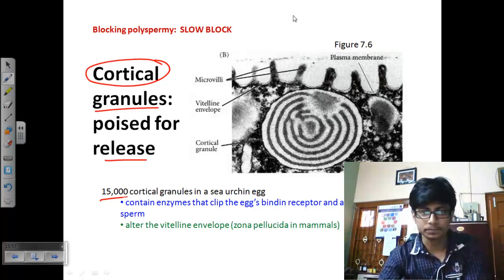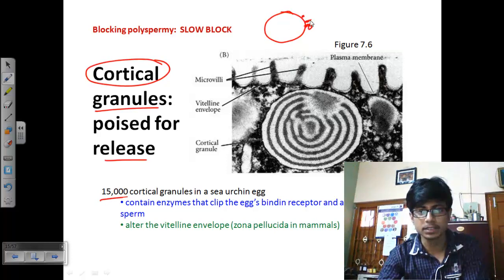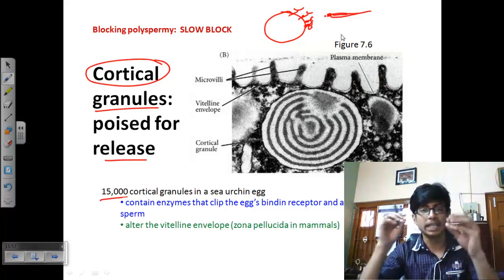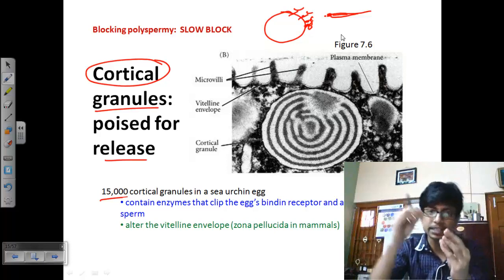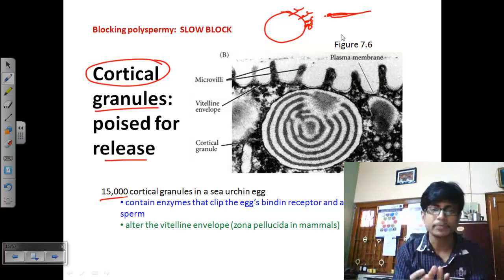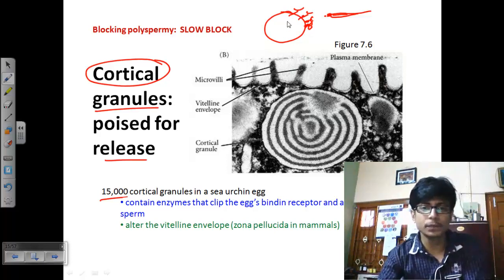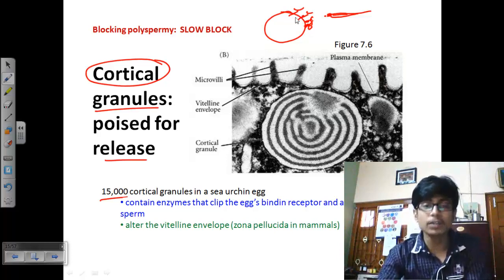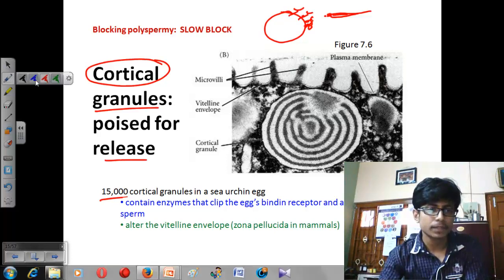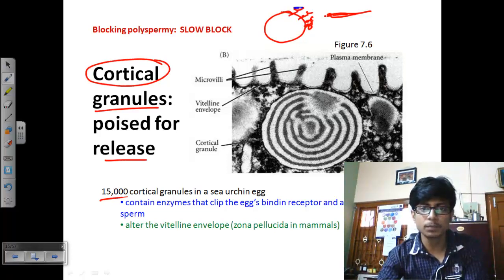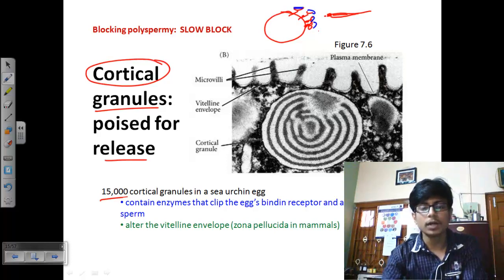So remember, on the surface of the egg there are receptors called binding receptors, and on the head of the sperm there are molecules called binding. With the help of that binding, the sperm will interact with the binding receptor on the egg and they will fuse. But here, due to the fusion of the cortical granules, the cortical granule fusion releases certain enzymes which will block those surface binding receptors. So blocking all the binding receptors will not allow any other sperm to bind, and all the sperm will fall off.